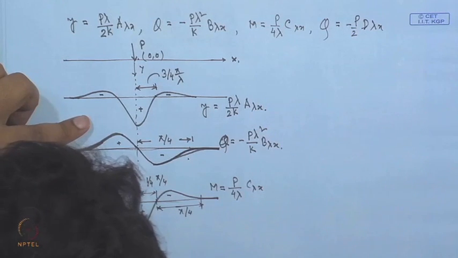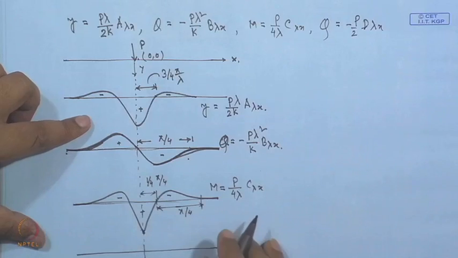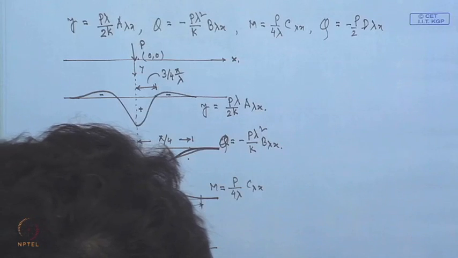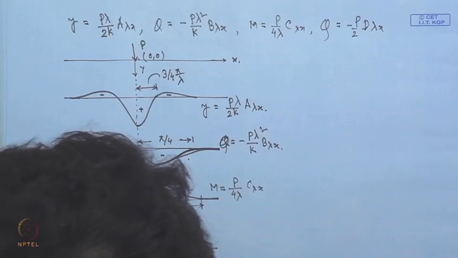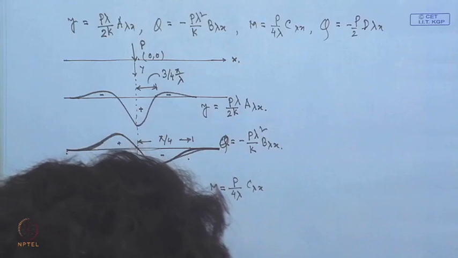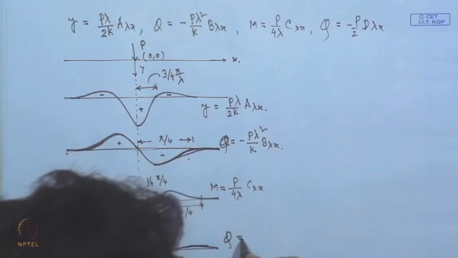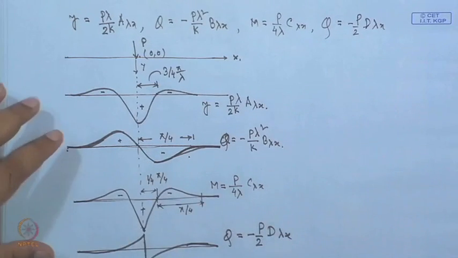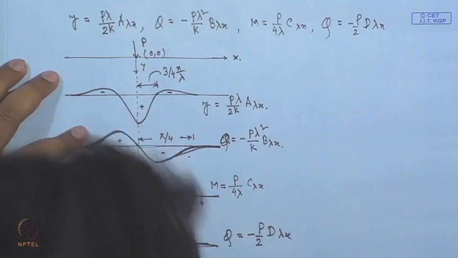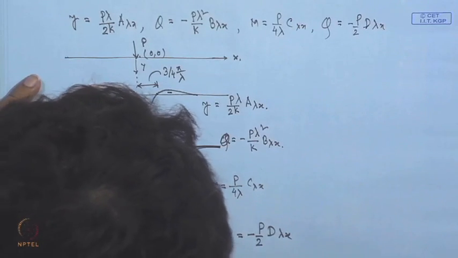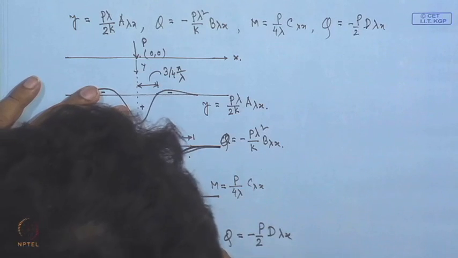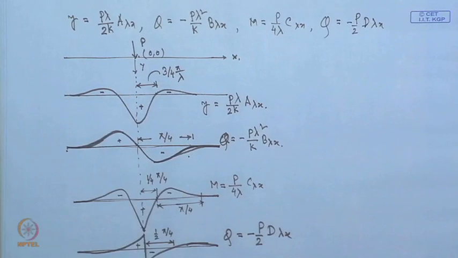The next one is the shear force, where at the center we have this type of variation, then it goes down and follows this path. So, Q will be equal to minus P by 2 D lambda x. This is positive, this is negative, and this part is given by half pi by 4.